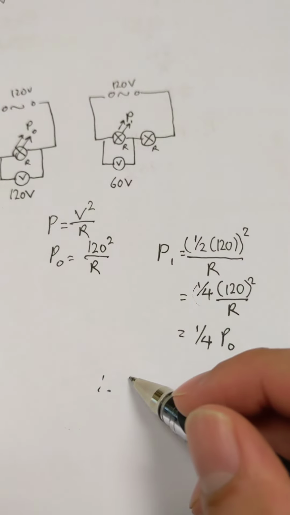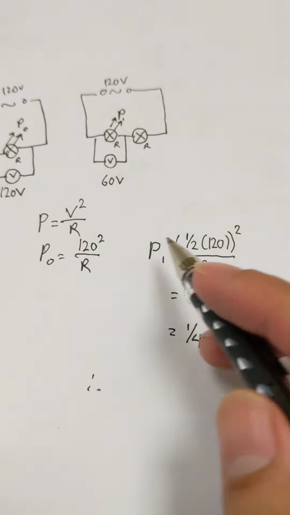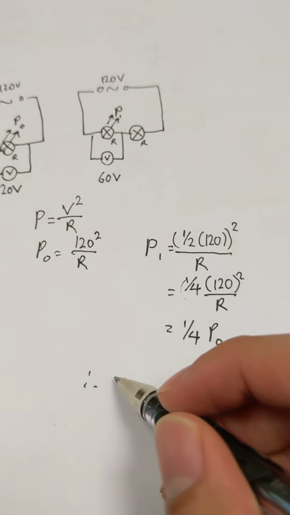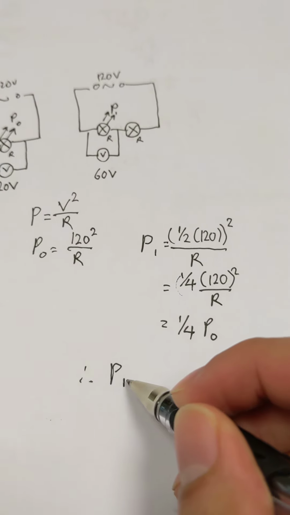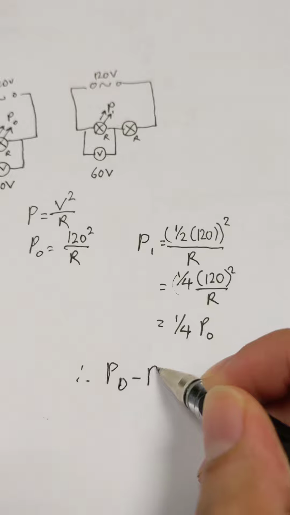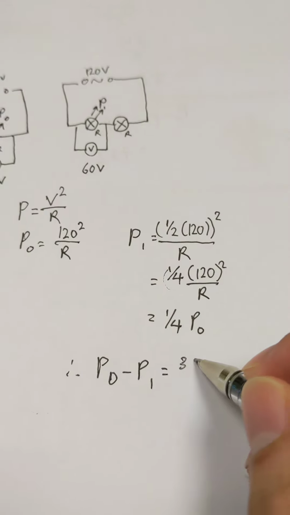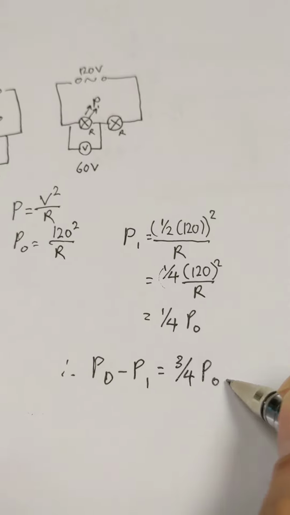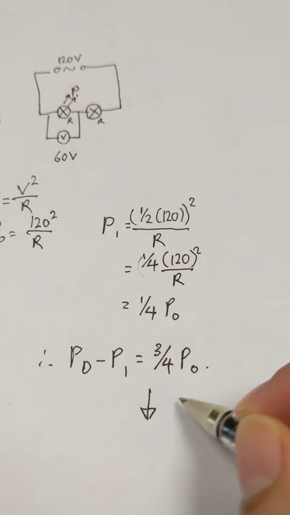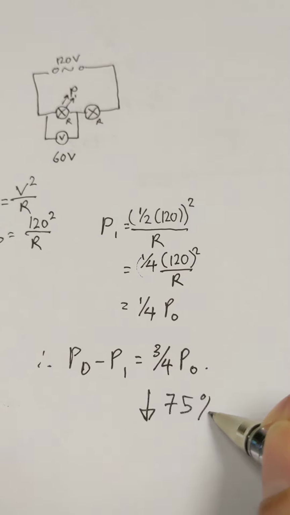Therefore, the change in the different power ratings is P1, or rather P0 minus P1 equals 3/4 P0. And therefore there is a decrease by 75% in the power rating.